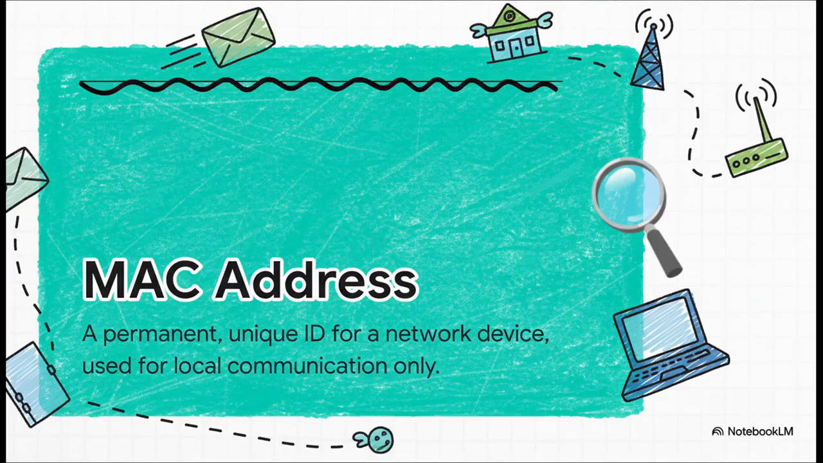So for this purely local trip, devices use something called a MAC address. The easiest way to think of this is like a permanent serial number that's burned into the hardware of your device. It's a unique fingerprint that never, ever changes. So when your laptop wants to send something to your router, it addresses it specifically to the router's MAC address. It's the digital version of handing a letter to a specific person inside a building.